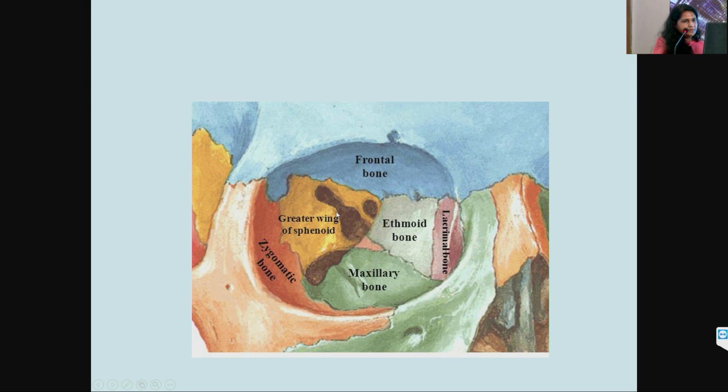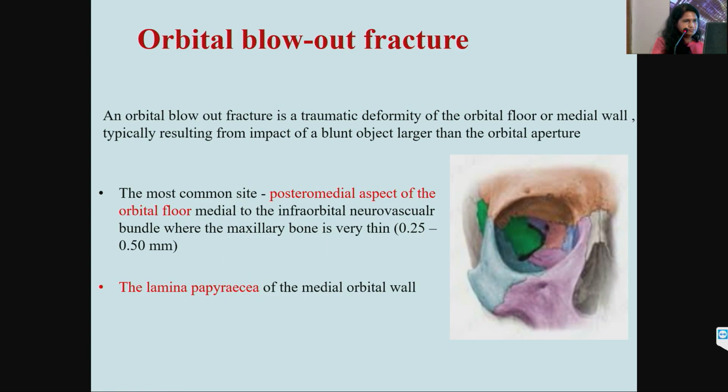The superior orbital fissure will separate the roof from the lateral wall, whereas the inferior orbital fissure will separate the floor from the lateral wall. The floor is formed by the zygomatic bone, the maxillary bone and the orbital process of palatine bone. And the medial wall is formed by the frontal process of maxilla, the lacrimal bone, the ethmoid bone and the body of sphenoid. The infraorbital foramen is situated in the floor. It is just in the posteromedial aspect of orbital floor.